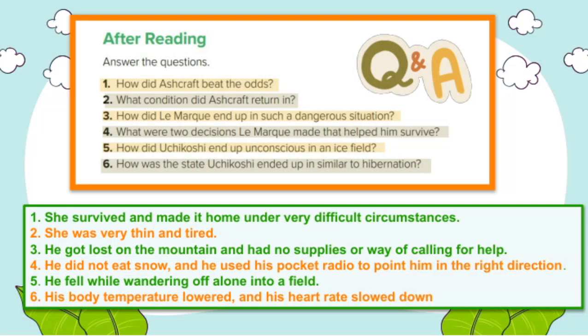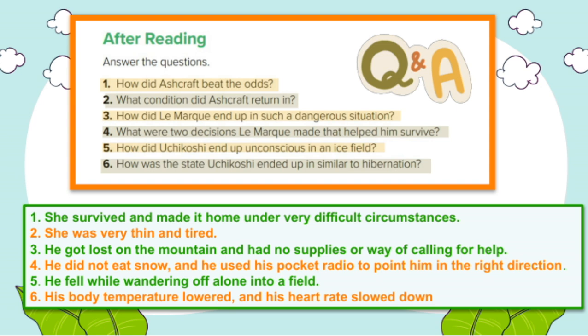So, in this part of the story, we see how resilience and quick thinking can really make a difference. She managed to survive and make it home despite facing extremely tough conditions. You can imagine how exhausted and thin she looked after such an ordeal. On the other hand, we have the man who got lost on the mountain. He was completely cut off, with no supplies or way to call for help, which shows how dangerous being unprepared can be in such environments.